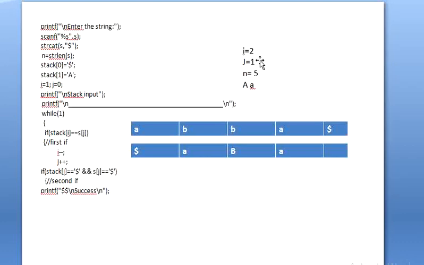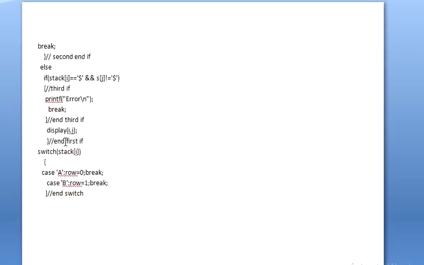Now i equal to 2 and j equal to 1. So again check what is stack of i. Stack of i is small letter a, and stack of i is 0, 1, 2, right? The stack of i is capital letter B, and s of 1 is small letter. So this is not matching. So the first step is not matching, so I am not entering the first step. I'll skip that first step and come to this part.